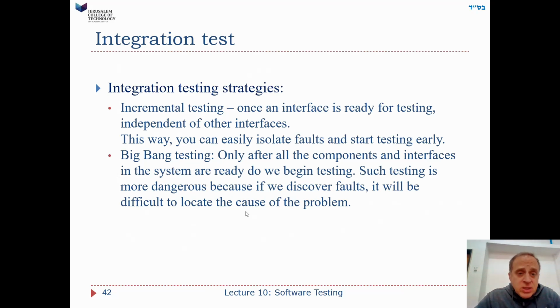What are some strategies? You could do incremental testing. Once an interface is ready for testing, you test it independent of other interfaces. This way you can easily isolate faults and start testing early. In other words, you could basically integrate the components one by one as they become available. The other idea is to wait for all the components to be ready, and that's called Big Bang testing. And then you do everything at once.